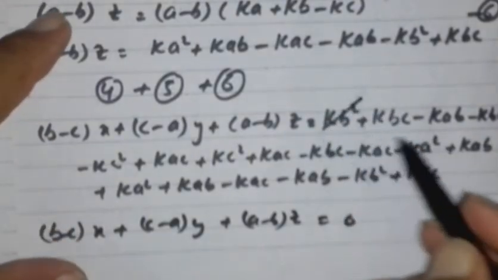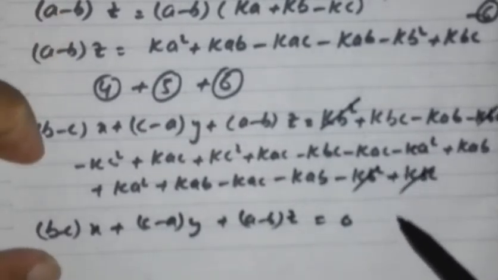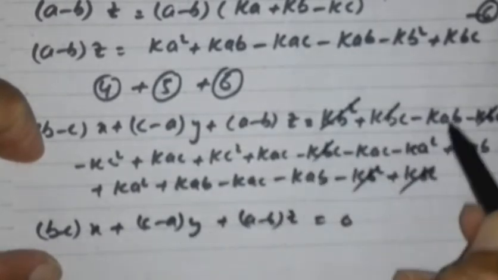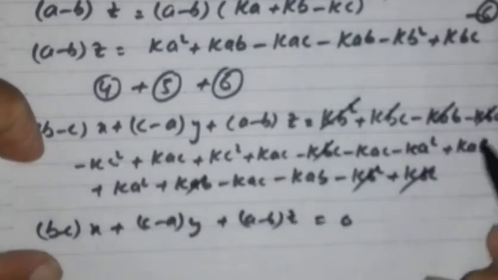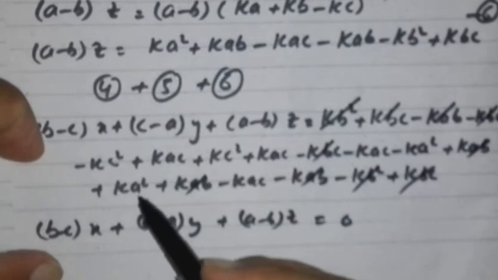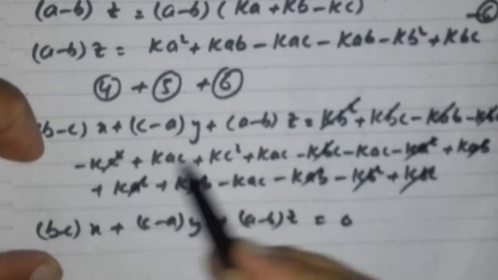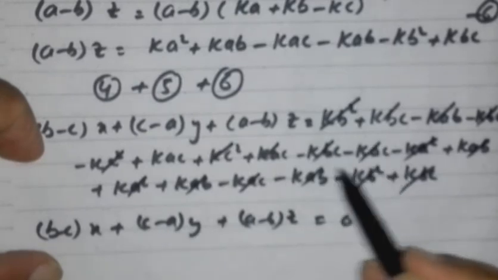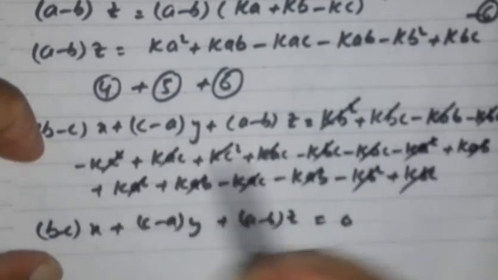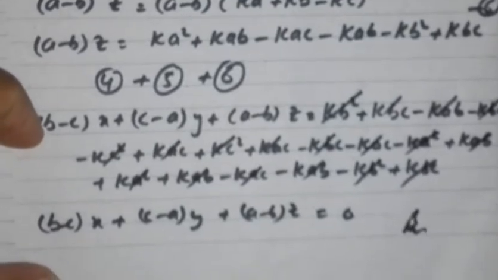Look, kb square cancels with kb square. This kbc cancels with kbc. Similarly, this kbc cancels with this. This kab cancels with this kab, and this one kab cancels with this. Similarly, this ka square cancels with this. Kc square cancels with kc square, and kac cancels with this kac. This kac cancels with this kac. And finally, look at here, we get 0, which is the required result.